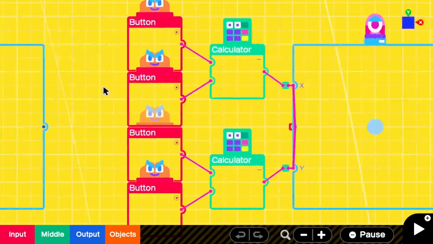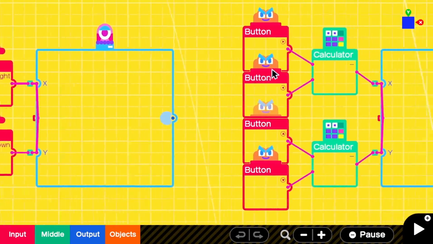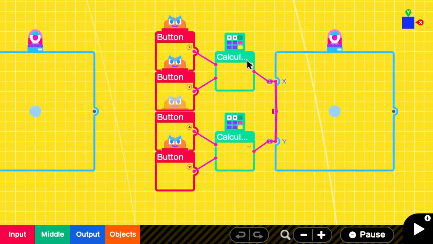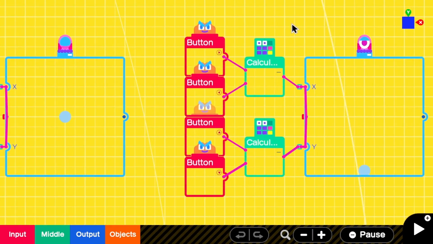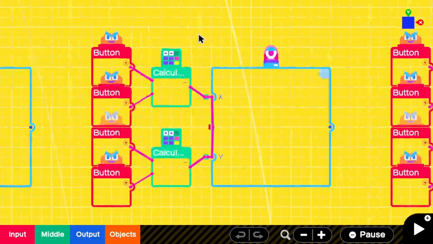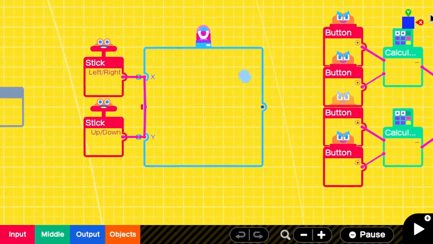Over here, I have a different input method. So instead of using sticks, I'm using buttons. Now observe what happens instead. So when I move in the cardinal directions, it's basically the same as the stick. But when I move diagonally, you can see that the value, or basically the distance here, is at the corner there, whereas with the stick, it's over there.